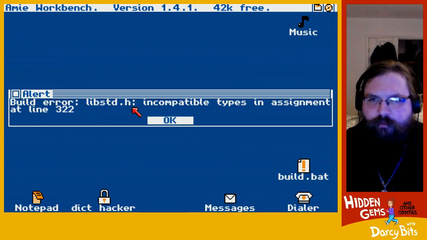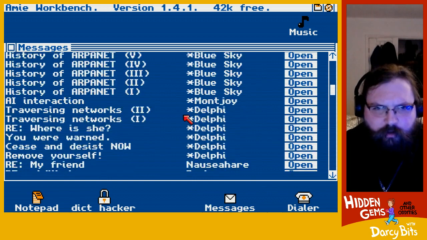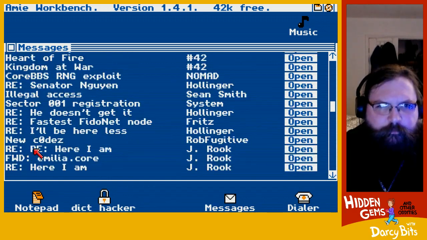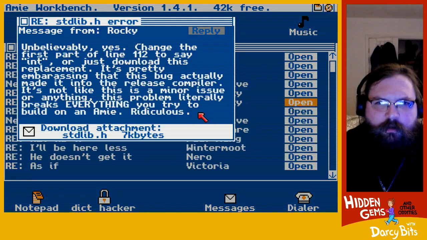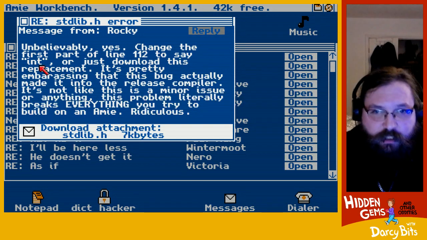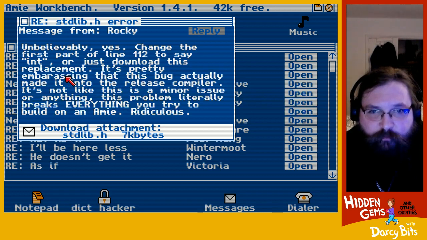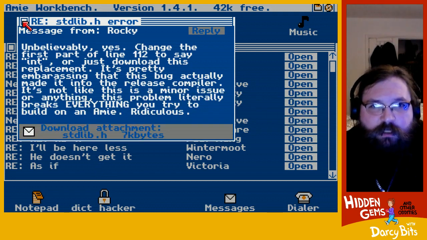Build error, libs incompatible types in assignment and lines returned to. That's because I didn't ever do that one thing, right? Reads to vivid error. Unbelievably, yes. Change the first part of line 112 to say this, or download the replacement. It's pretty embarrassing. This bug actually made it into the reads compiler. It's not like it's a minor issue or anything. It just breaks everything. It's ridiculous.